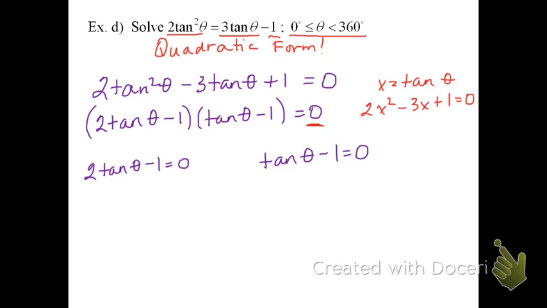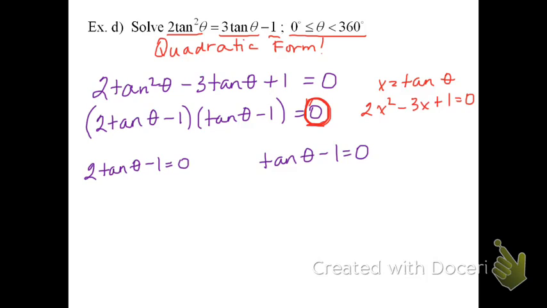I cannot stress this enough to you guys, that this technique only will work when your equation is set equal to 0. If it is set equal to anything else, you guys can't use this technique.